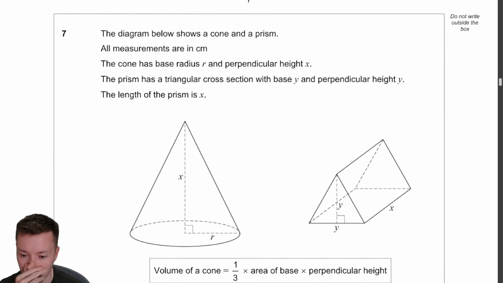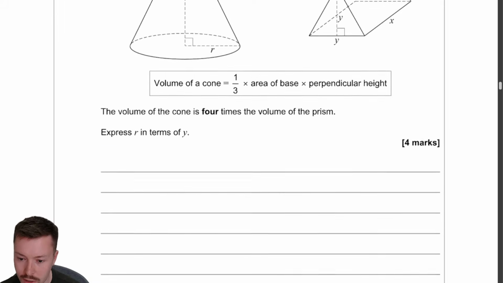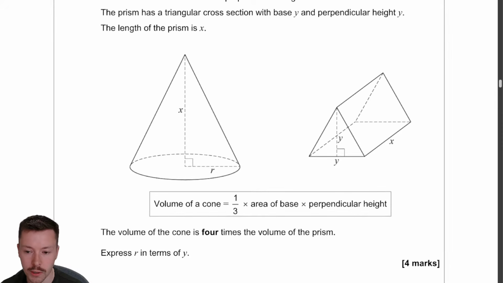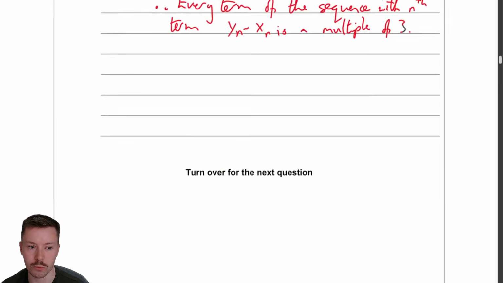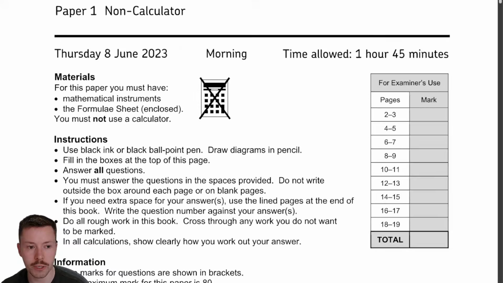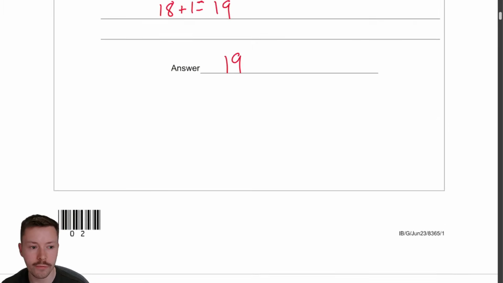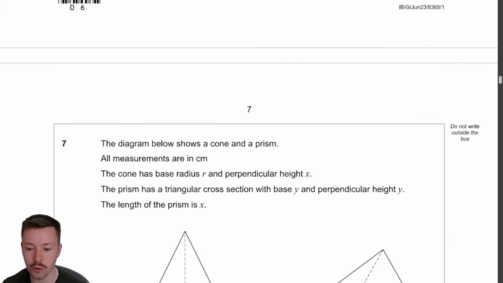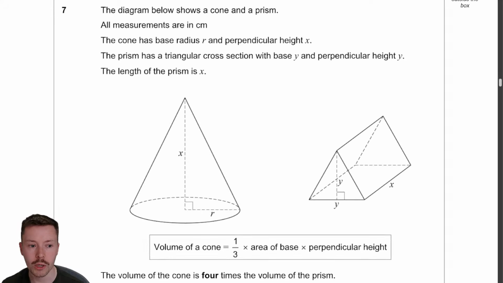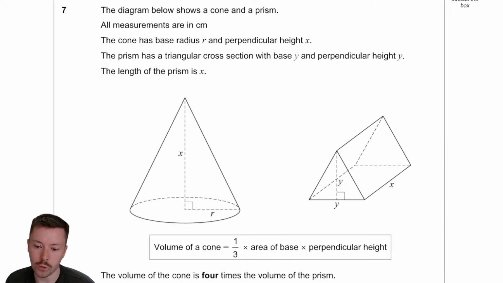Right, going back to this question, we've got this prism, we've got this cone. It gives you the volume for the cone, which is interesting. And also, just to double check, I know I'm scrolling a lot here, but at the start of this paper, it doesn't give you any formulas. So, like it's done on this question, if you need a formula, it's going to give you it with the question. I would make sure that you know all the same formulas that you need to know for your GCSE.